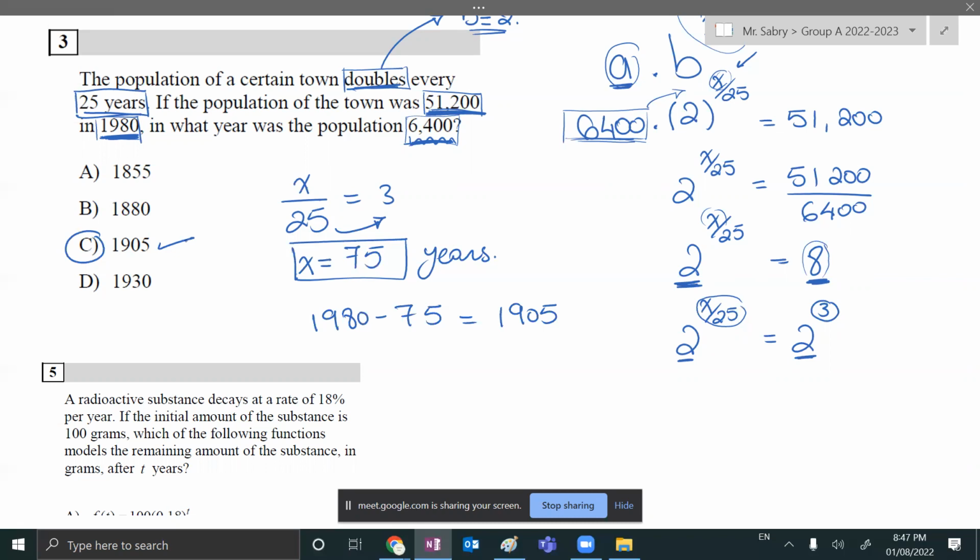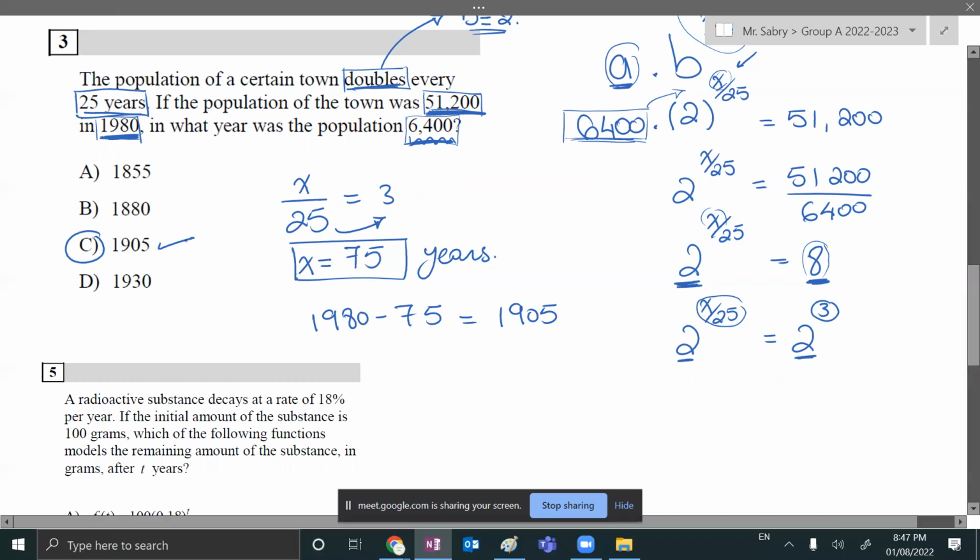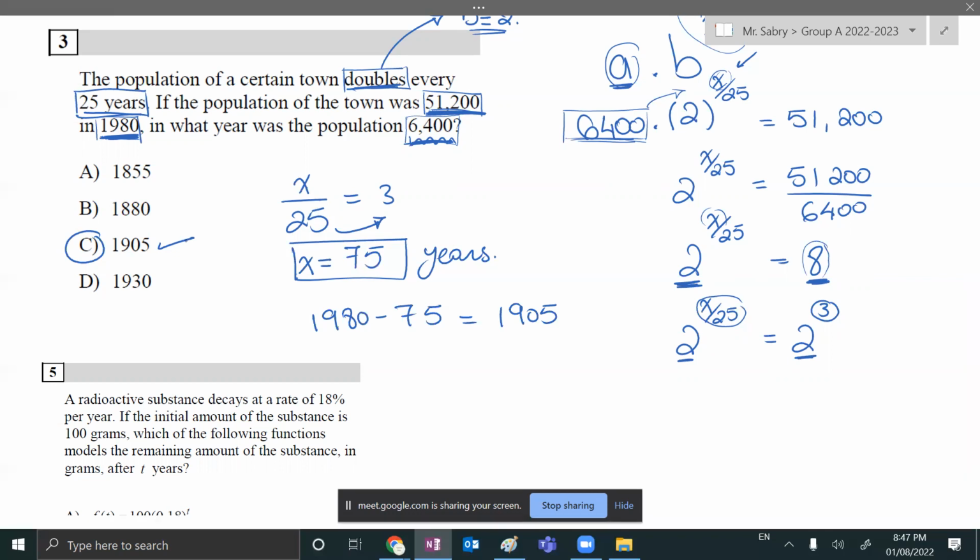Step by step, I started with where, and then how did we get the answer? We started with the idea of the way it doubles. And since it doubles, we knew that the b must be equal to 2. And since they said this happens every 25 years, I knew that this means that the power must be divided by 25. And then they said that in a specific year, they became 51,200. They want to know in what year they were previously 6,400. So I assumed that the initial amount that I started with is the 6,400, and I assumed that the amount that I've reached is the 51,200. I want to know how many years that would take.